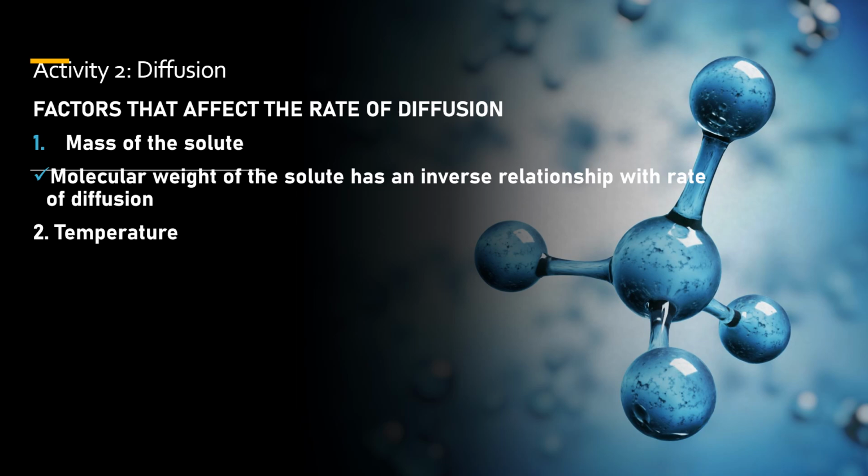Then you have the effect of temperature. In the experiment, we made use of cold and hot water. Based on your end results, the diffusion of your food coloring in hot water is faster. Higher temperatures increase the energy of the molecules, therefore increasing the rate of diffusion. In contrast, lower temperatures decrease the energy of the molecules, thereby decreasing the rate of diffusion. Again, heat will increase the energy of the molecules.